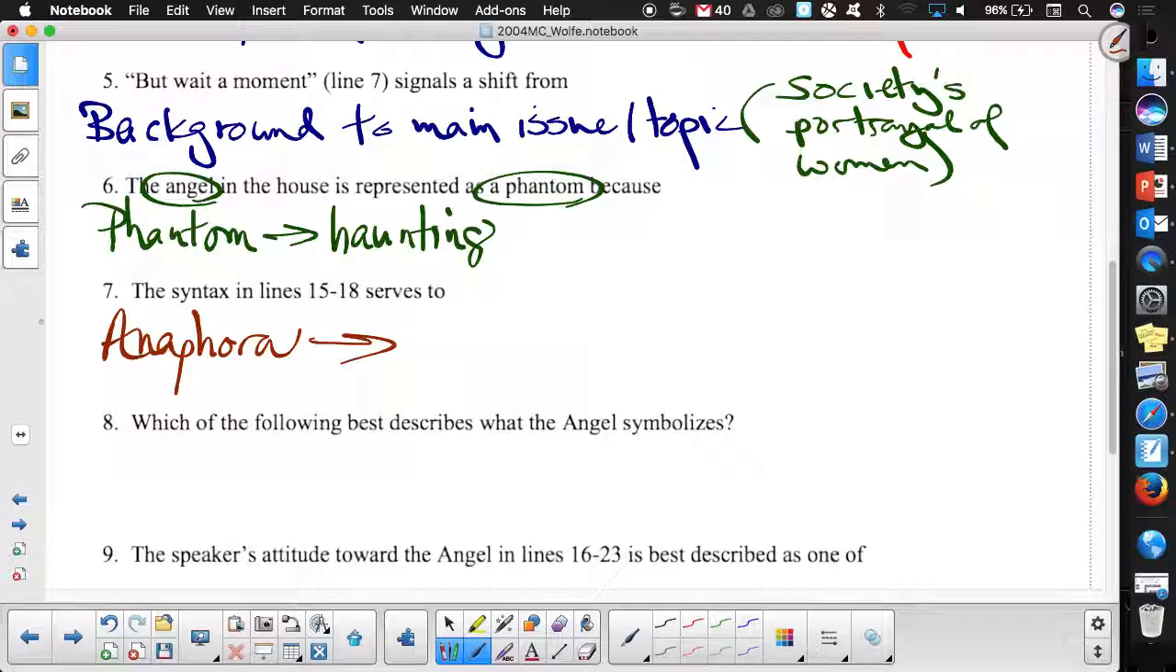All right, now, so why? What's the effect now of that anaphora? Forget what you said already.